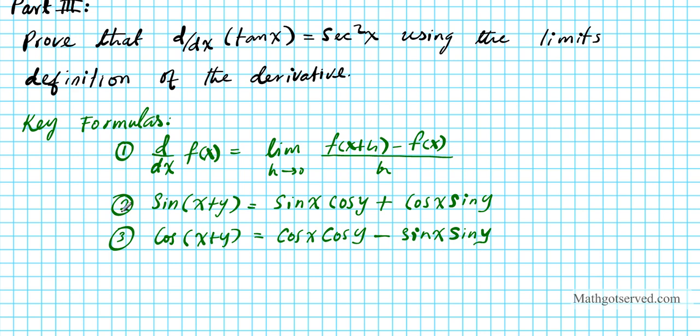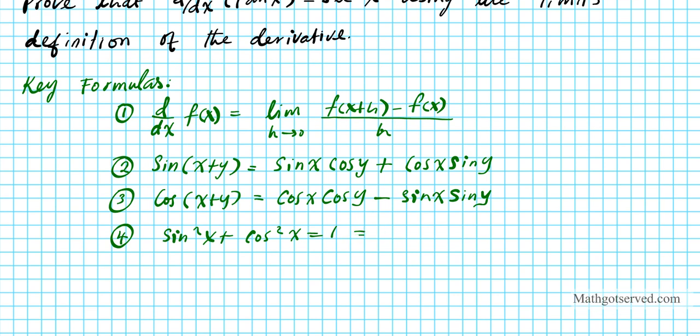The fourth one, which is also a trigonometric identity, is the Pythagorean identity: sine squared x plus cosine squared x equals 1. Remember the commutative property of addition. We can also express 1 as cosine squared x plus sine squared x. The order of addition doesn't matter, so in either formulation they equal 1.